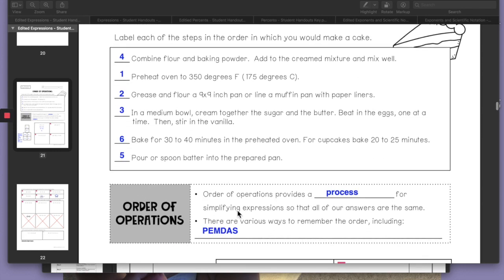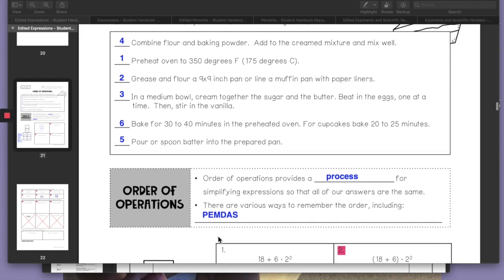So using the order of operations provides a process for simplifying expressions so that all of our answers are the same. There are various ways to remember the order, including Pemdas.